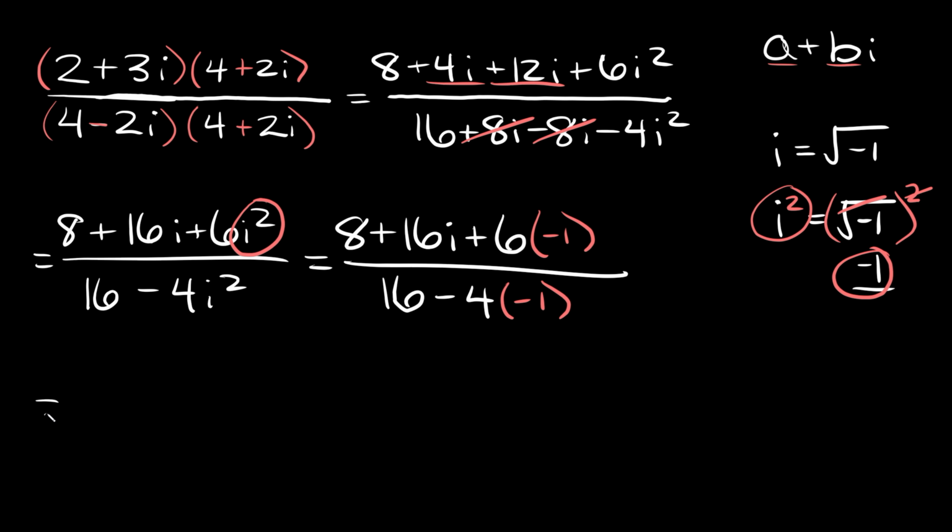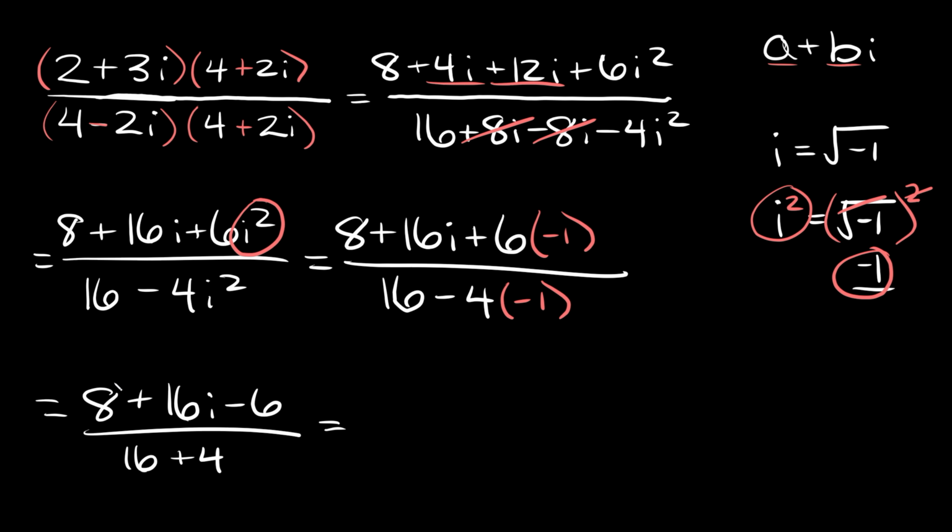So then this is going to be equal, starting on top right here, 8 plus 16i, and 6 times negative 1 is negative 6. So minus 6. And then on the bottom we have 16, negative 4 times negative 1 is positive 4, right? So then here, combining like terms, 8 minus 6 is equal to 2. So on top we have 2 plus 16i all over 20.